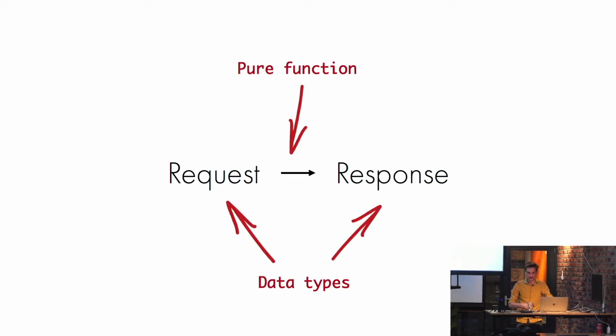However, what we have here is two data types, request and response, and a pure function in between. So we have data type 1, data type 2, and we have functions that explain how to make 1 into 2, request into response, and so on.